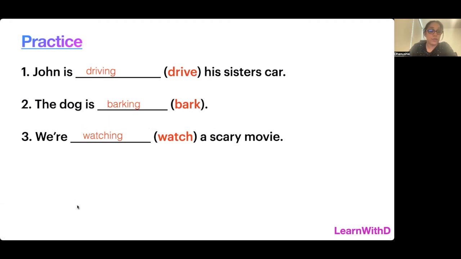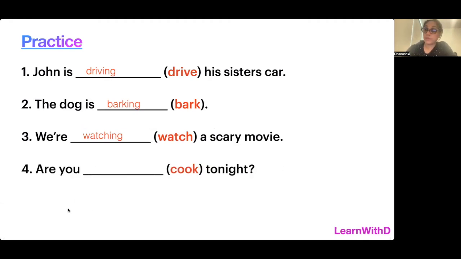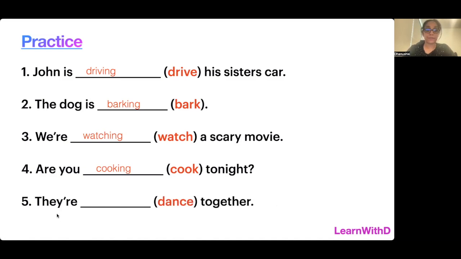Now, let's look at the fourth sentence. Are you, the verb is cook, tonight? It's a question. I hope you got that right. Are you cooking tonight? Okay, let's look at the last sentence. They are, verb is dance, together. They are dancing together. Perfect.